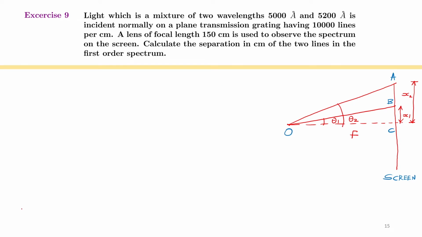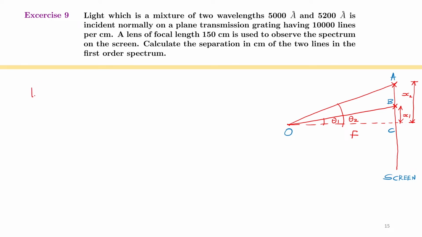To proceed further, consider this schematic. Let us assume that the wavelength lambda 1 occurs at B and lambda 2 occurs at A. The diffraction angle for lambda 1 is theta 1, and that for lambda 2 is theta 2. Lambda 1 is at a distance x1 from the center of the screen, and lambda 2 is at a distance x2 from the center of the screen. And we want to find out the separation in centimeters of these two lines in the first order spectrum. That is, we have to find out x2 minus x1.